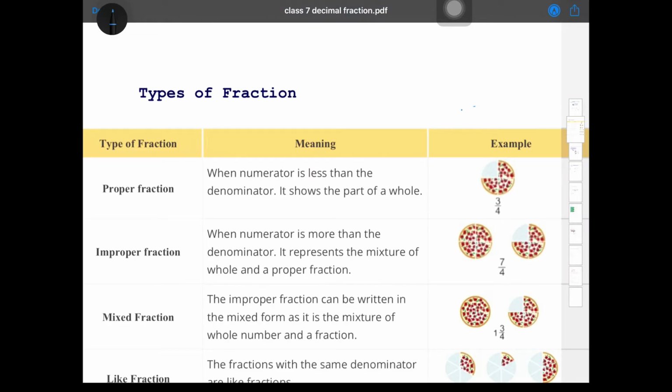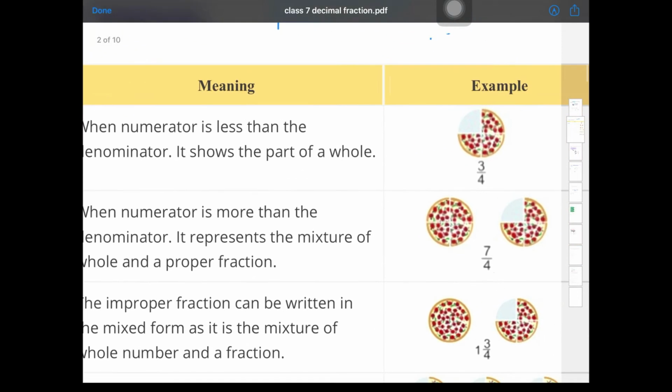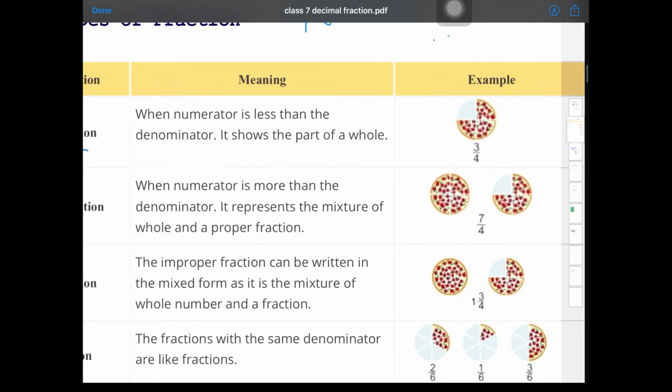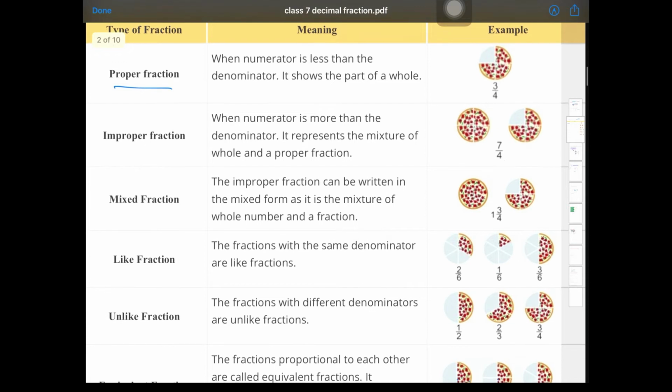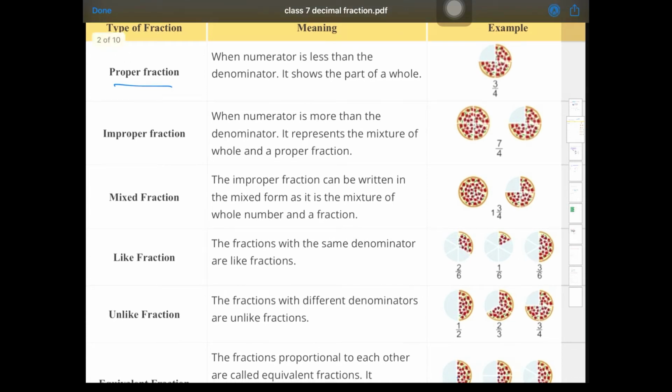Now there are some types of fractions as well. The first one is the proper fraction. Proper fraction means if the numerator is less than the denominator, that type of fraction is known as a proper fraction. Here see the example: suppose you have 3 by 4, so this is an example of a proper fraction. Now the improper fraction: when the numerator is greater than the denominator, that type of fraction is called an improper fraction, like 7 by 4.